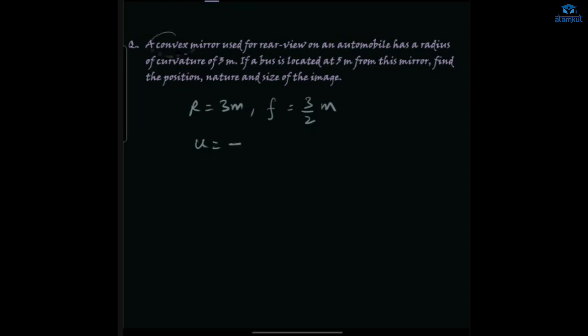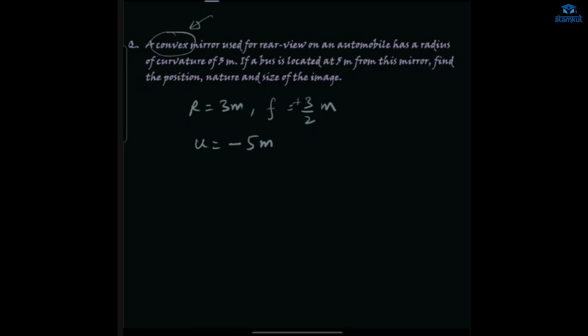If a bus is located at 5 meter from this mirror, so u is given as minus. See, this is convex. Always take a look at which mirror the question is talking about. It's talking about a convex mirror, so f will be positive. You may mention it or not, it's up to you. U is equal to minus 5 meter, but the negative sign you have to mention. Also look into the units, if they are the same or not. If they aren't the same, then make them the same.